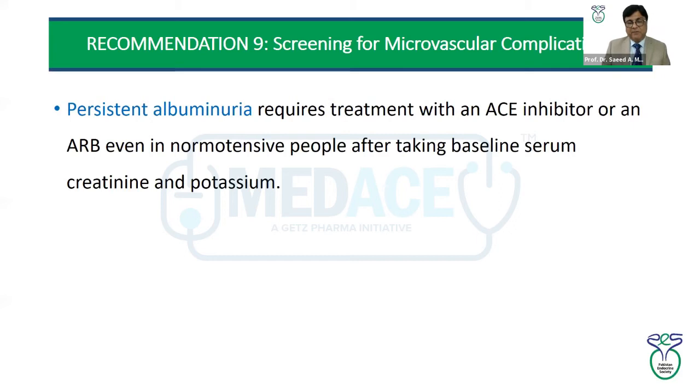Now, if someone has persistent albuminuria, these are the patients who need treatment. And what is the treatment? The treatment of choice is an ACE inhibitor, or an angiotensin receptor blocker if they do not tolerate the ACE inhibitor, even in normotensive patients, after taking the baseline serum creatinine and potassium. As already mentioned by Professor Najum Islam, you will check the potassium and serum creatinine after 10 days, and then after 6 weeks, looking for any abnormal rise in creatinine or potassium in these patients.